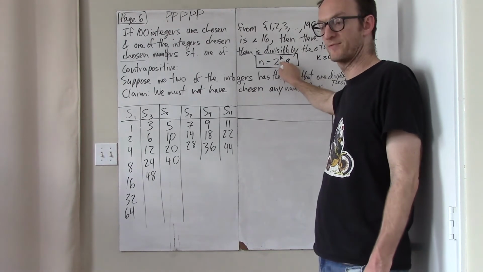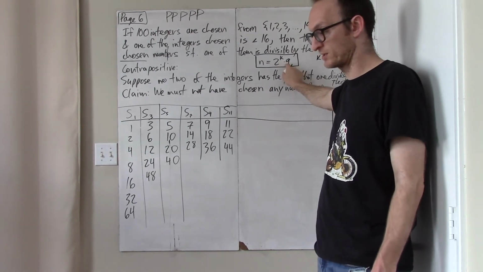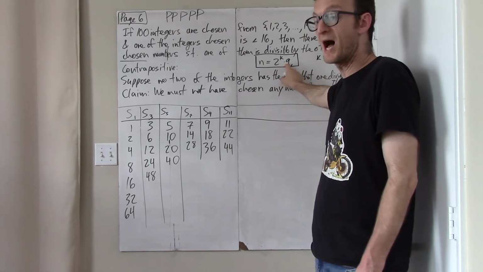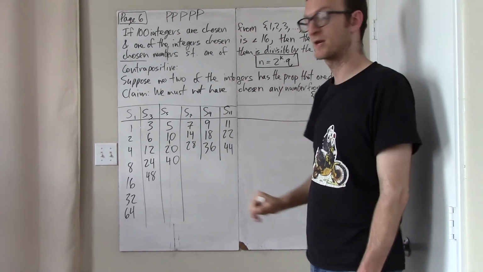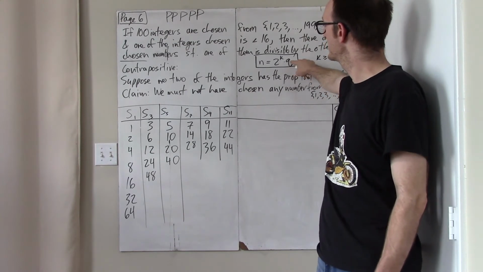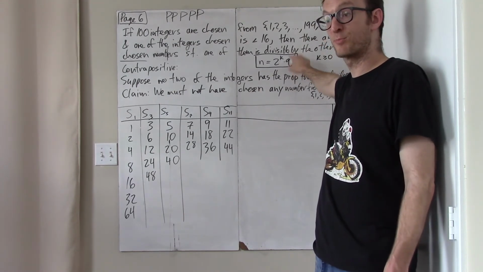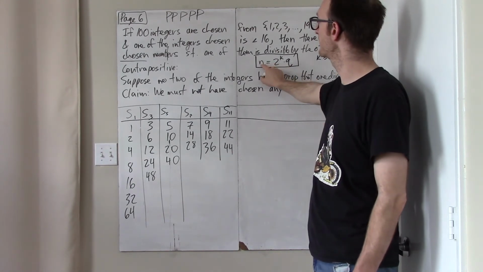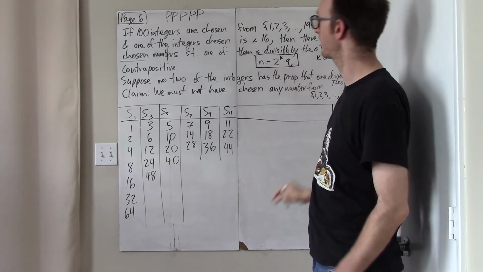Since 2 is the only even prime, all the rest of the prime factors of n will be odd. The product of a bunch of odd numbers is odd, so q is an odd number, which is the product of all of the odd primes in the prime factorization of any one of the numbers. And we're going to do it for every single one of these.